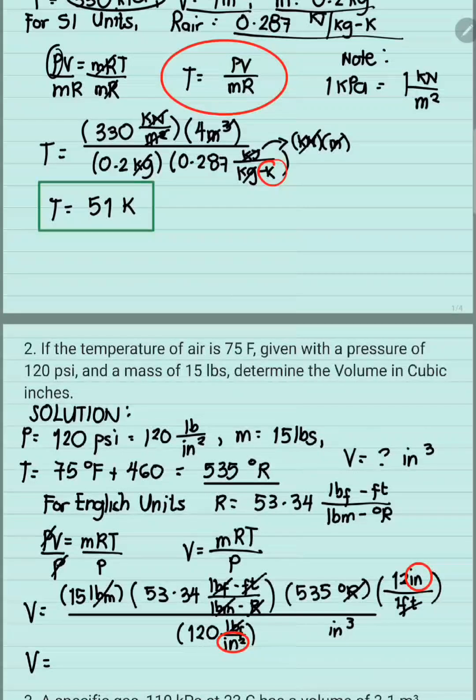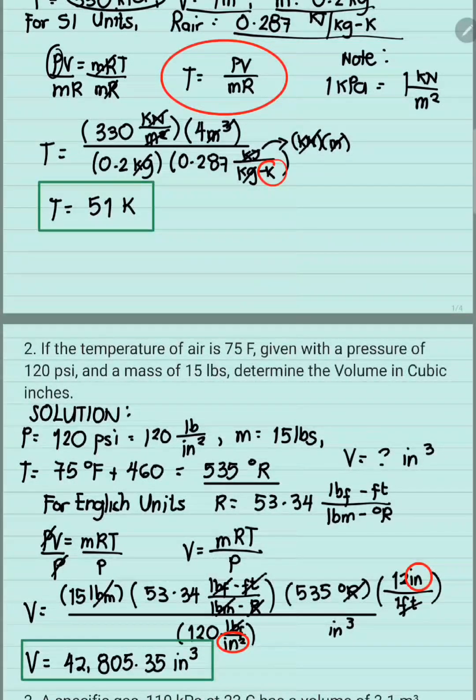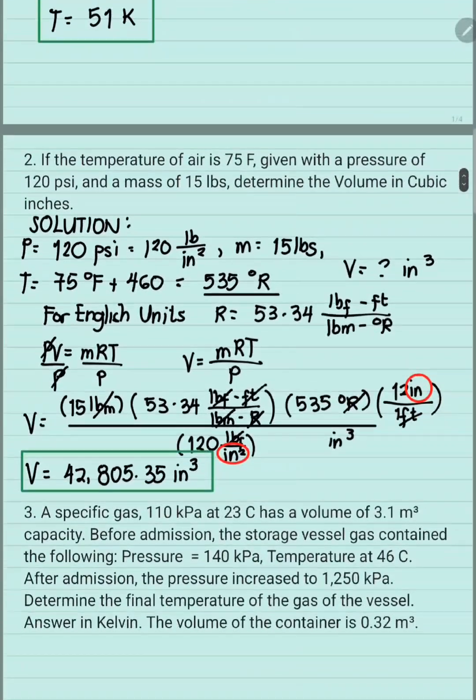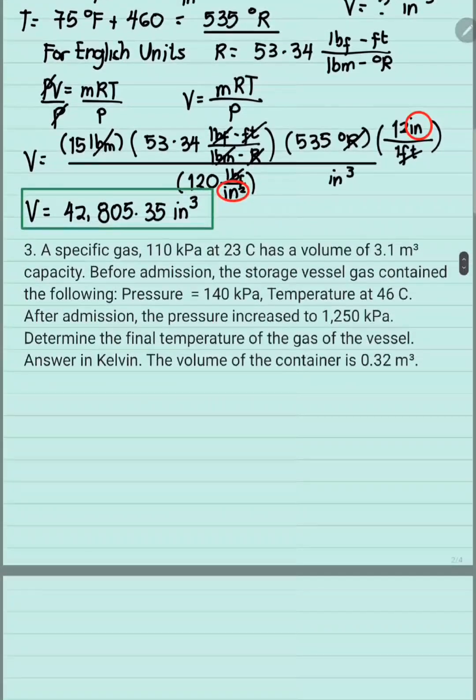So we have the volume. As we input in the calculator, we will get 42,805.35 cubic inches. That will be our answer for problem number 2. Let's proceed to problem number 3.